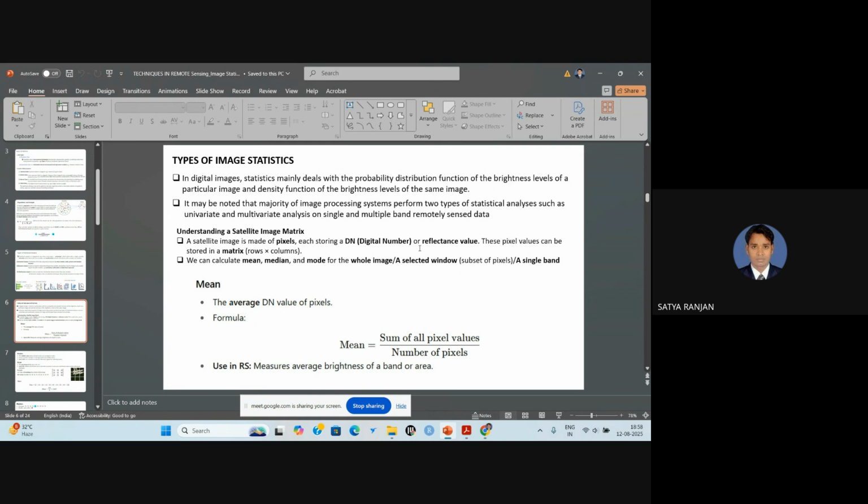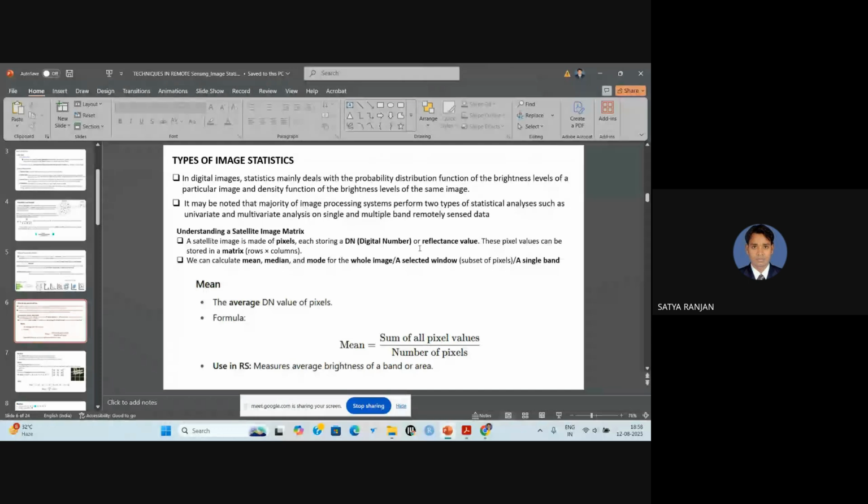If the absorption is high, it will look black in the satellite image, and its DN value is 0 to 5 or 0 to 10. So these DN values are arranged in a matrix, that is, in rows and columns. All DN values are in rows and columns. These rows and columns are used for calculations just like in statistical analysis, like mean, median, mode.